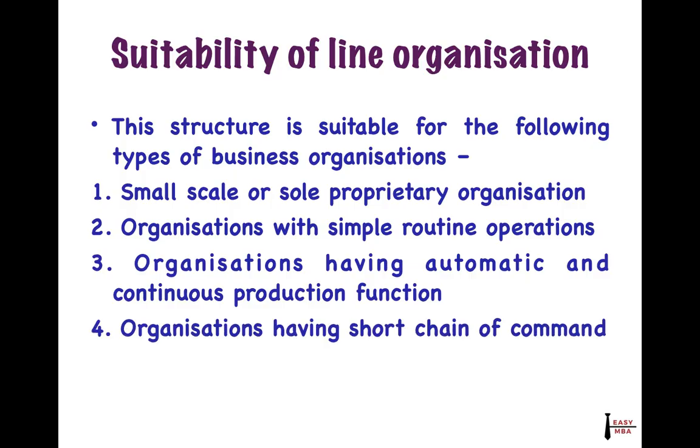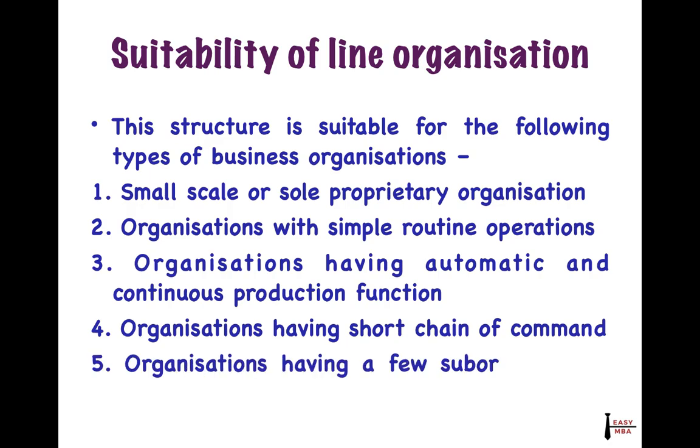And also in organizations which have a short chain of command, we are not having longer chains of command, there are 4 to 5 people in a chain of command, that kind of organization can also follow the line organization structure. And the fifth one, organizations which have few subordinates at each level, so basically a small organization. So this is how line organization structure usually is.